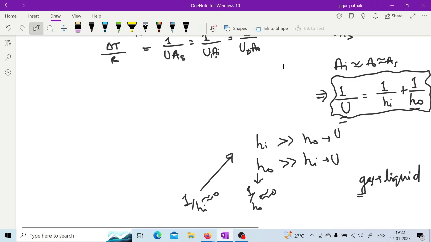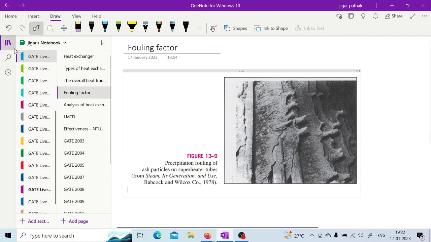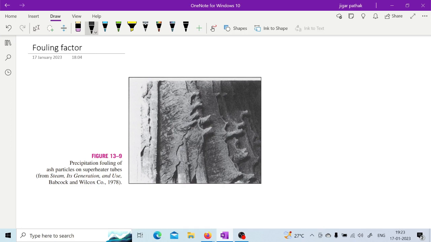Now apart from this, one more important characteristic of a heat exchanger, or one more thing we need to consider while looking at heat transfer in a heat exchanger, is the fouling factor. So what is this fouling factor? Fouling factor is the deterioration in the heat transfer rate.